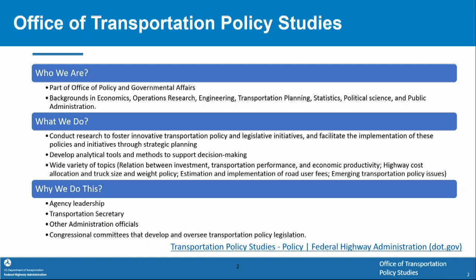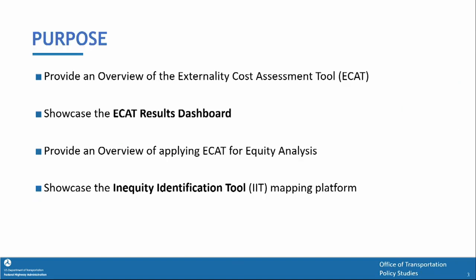We develop a wide variety of tools and methods to support the decision making. Some of these tools include, we've worked on the highway cost allocation study, examining the relationship between investment, transportation performance, economic productivity, as well as truck size and weight policy, mile-based user fee, emerging transportation policy issues, a wide variety of interesting projects related to transportation. So we do this a lot for agency leadership, the transportation secretary, as well as other administration officials, and we also respond to congressional committees that make requests for our office.